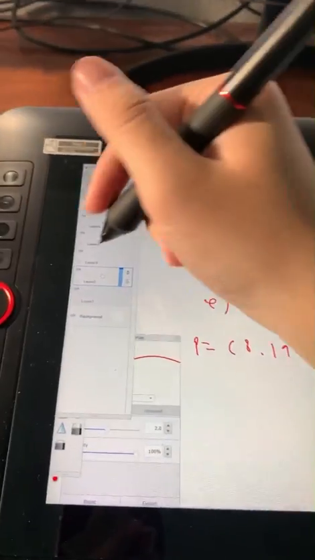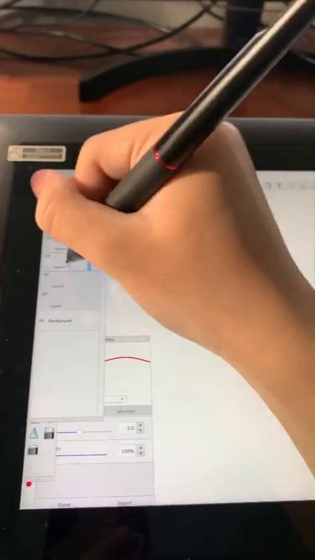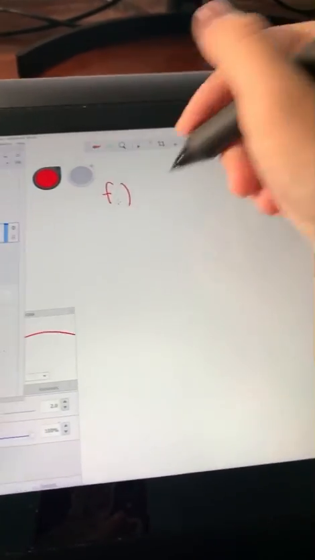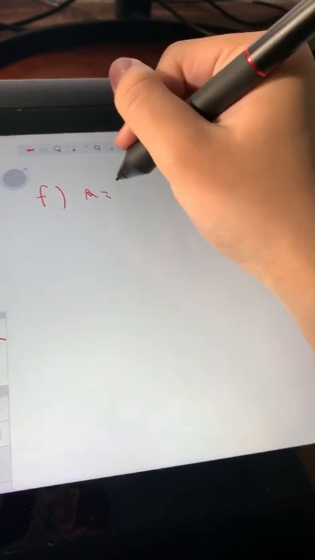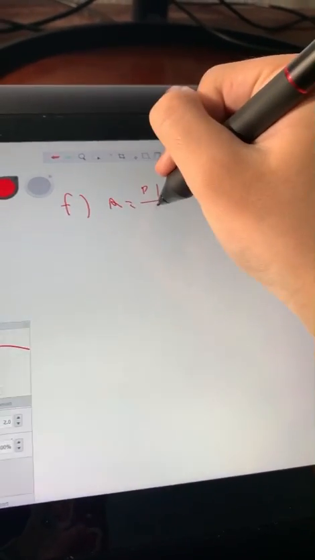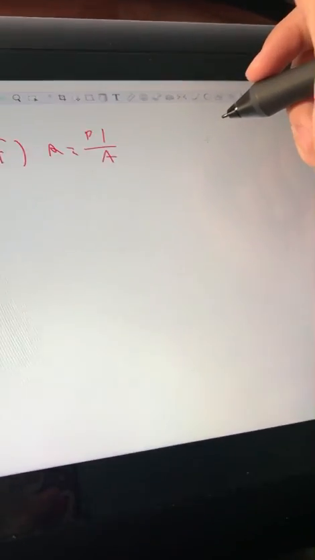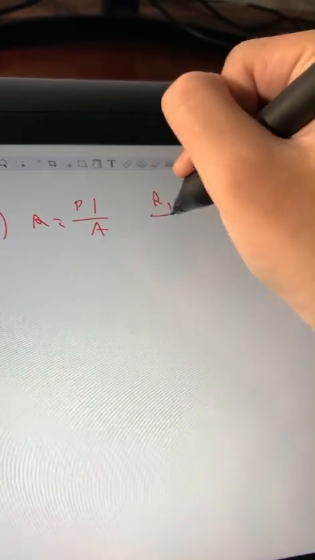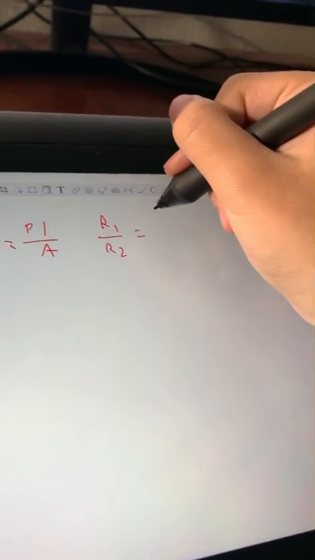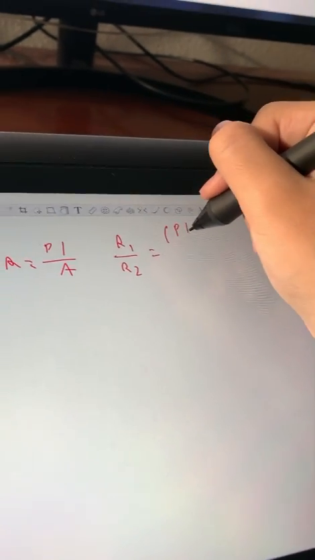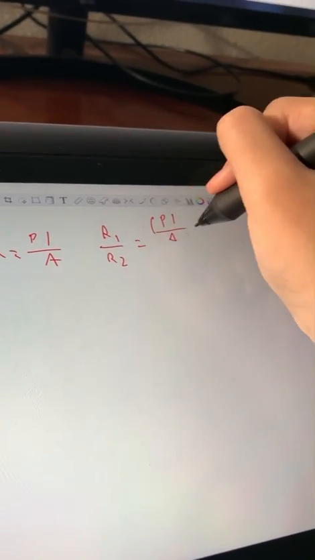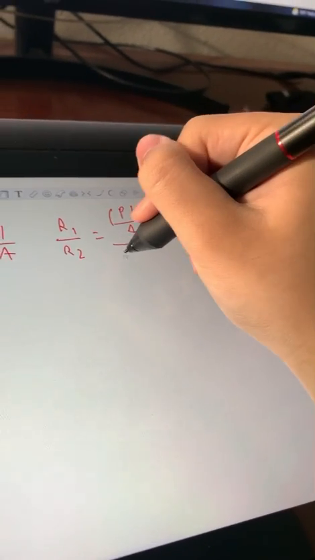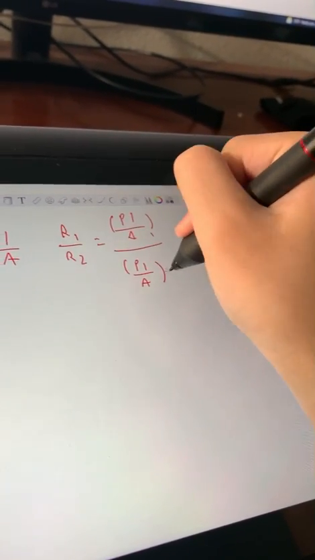So in order to do this, we are going to clear this real quick. We're going to use, for part F, R equals PL over A. And also we need to find R wire 2 and R wire 1. So R1 over R2 will equal PL over A, 1 over PL over A, 2.